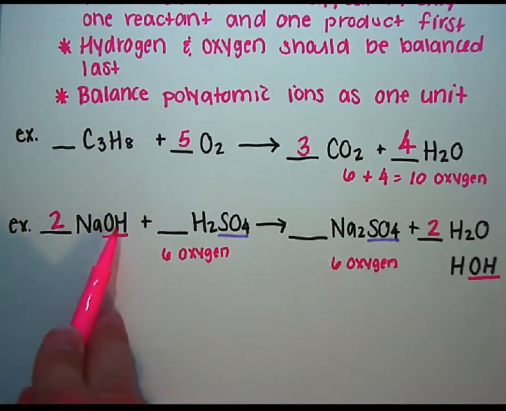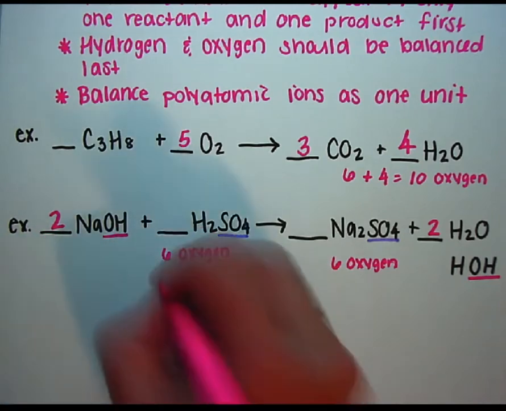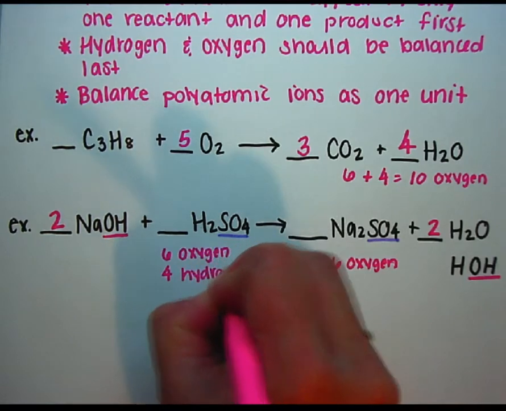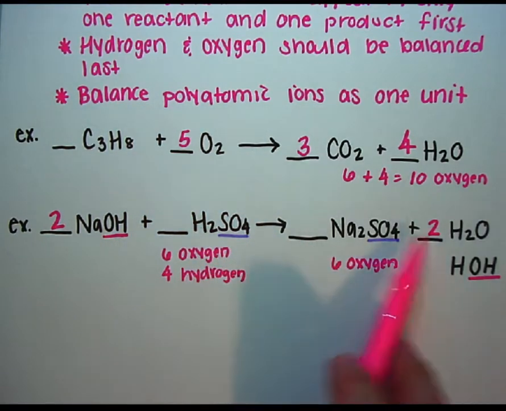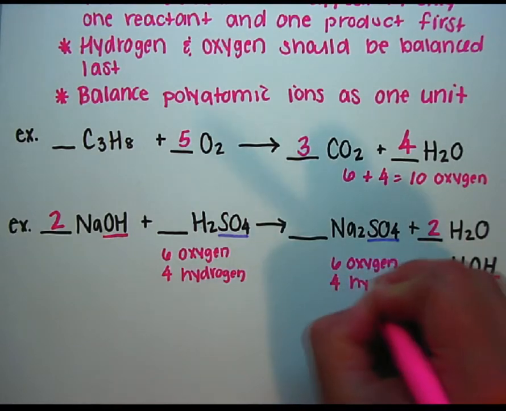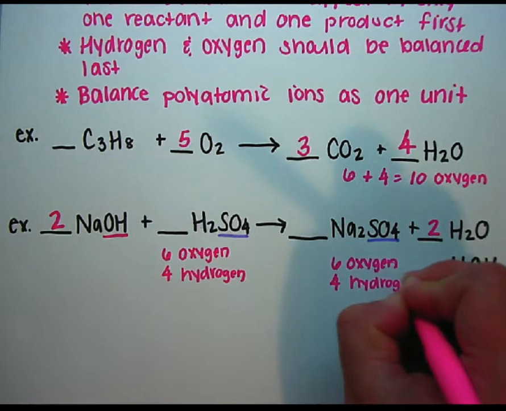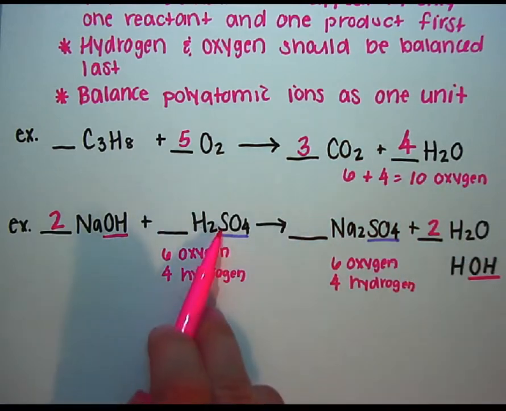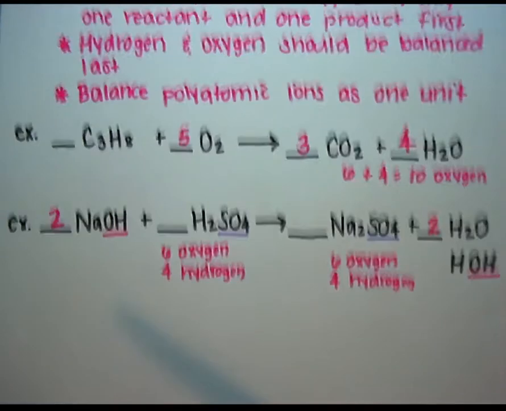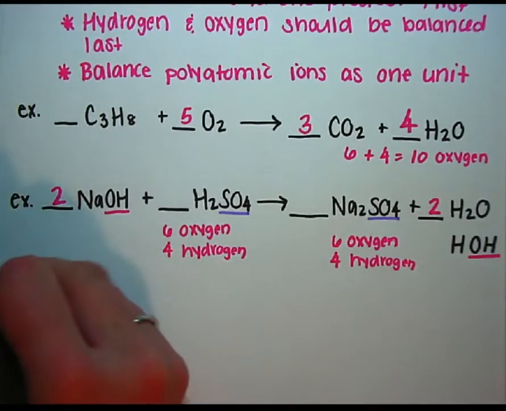Let's go to hydrogen. Here I have 2 hydrogens plus 2. That would give me 4. 2 times 2 gives me 4. Hydrogen is balanced. 1 sulfur, 1 sulfur. So by separating this, you can balance the polyatomic ions as a unit. We'll do one more example with polyatomic ions.